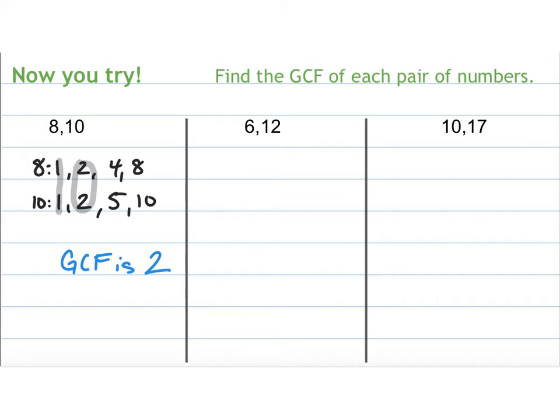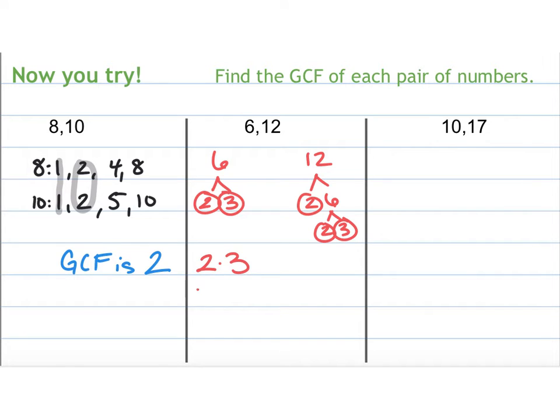For 6 and 12, I'm going to decide to do a factor tree. And I see that 6 has factors of 2 and 3. 12 has factors of 2 and 6, 2 and 3 from the 6. I write those out, 2 times 3, as well as 2 times 2 times 3. I circle the ones I have in common, the 2 and the 3, and I multiply. 2 times 3 is 6. So the greatest common factor of 6 and 12 is 6. So sometimes the number itself will be the factor if it's a factor of another number.